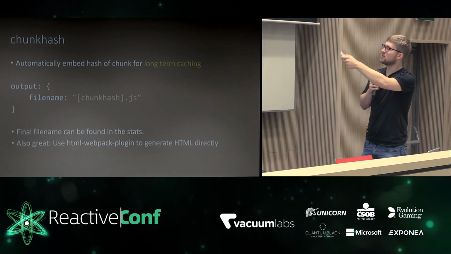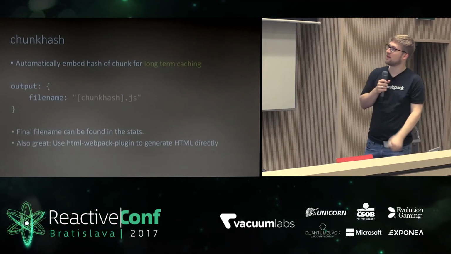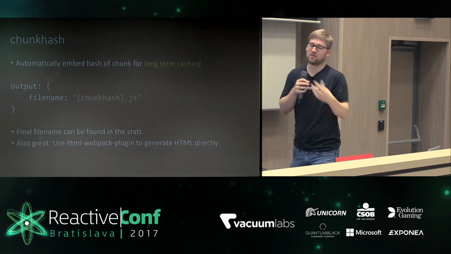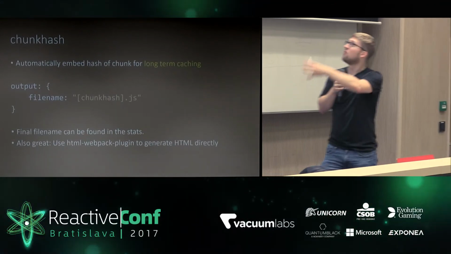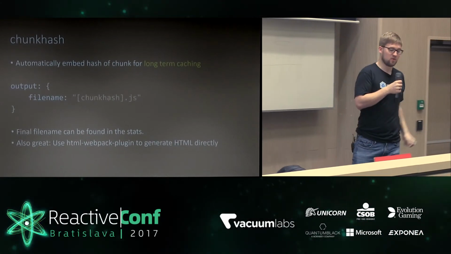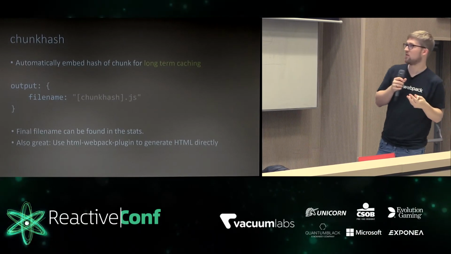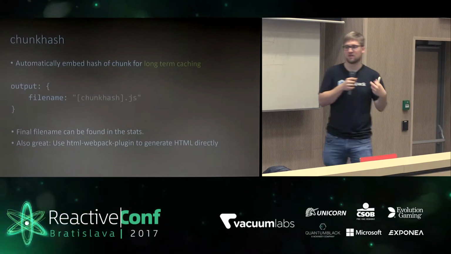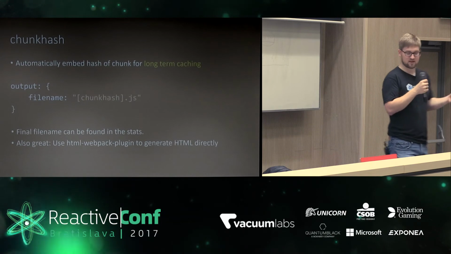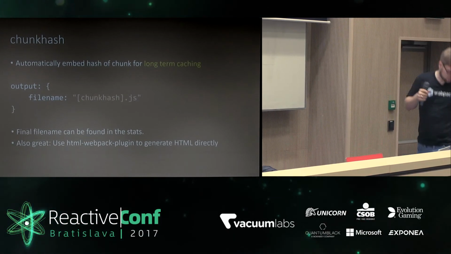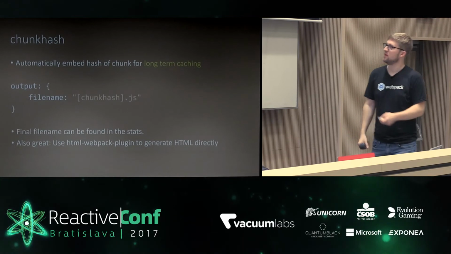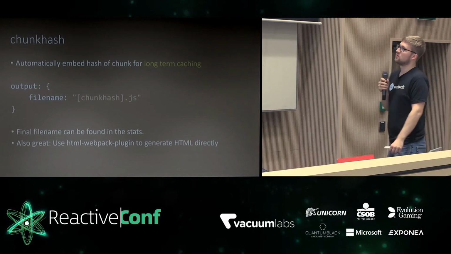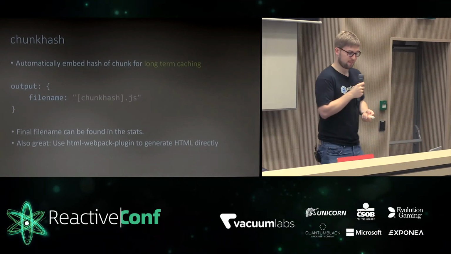Yeah, we had a question yesterday. Final file name can be found in the stats. If you have the problem that you need to add a script tag to the HTML file, but you don't know which hash it has at runtime, you can export the stats of Webpack, basically with Webpack's --json, or there's a plugin which writes it to a file. And in the stats object, there's a mapping from chunk name to file name. Also great is if you use the HTML Webpack plugin, it will automatically use the right file name for you. Takes care of it for you.